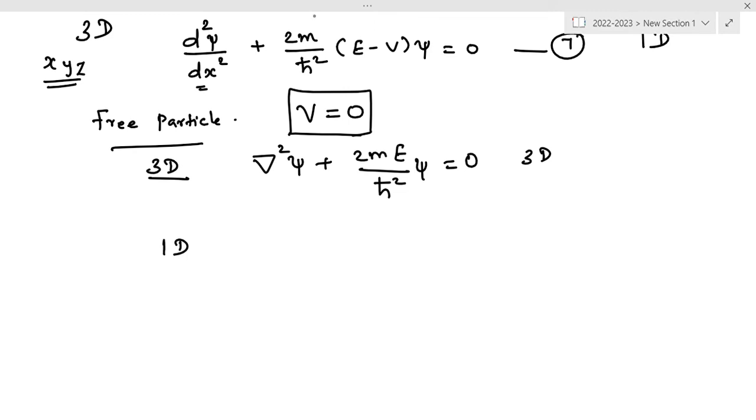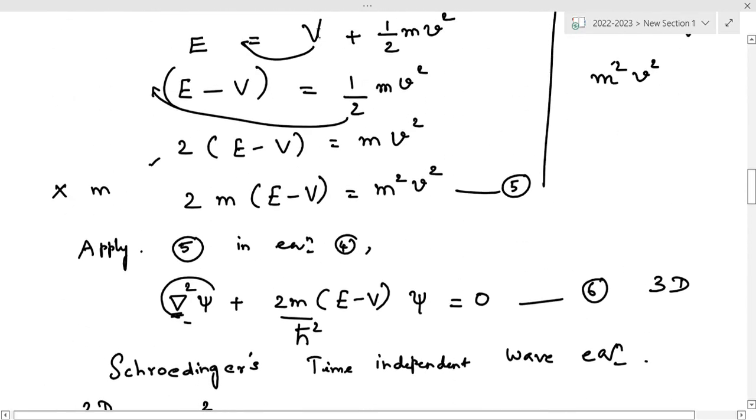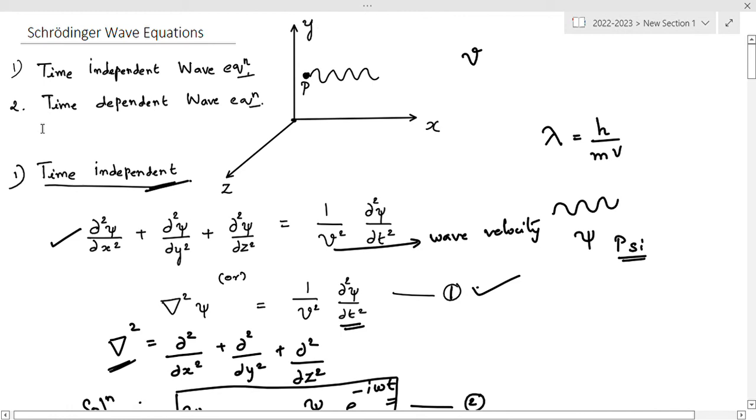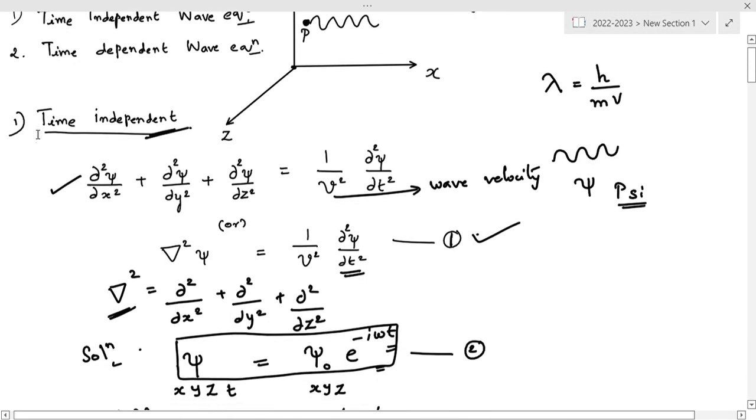For one-dimensional form, here the V, potential energy, should be taken as 0. So we get d square psi by dx square plus 2m by h cross square into E psi is equal to 0. So this is Schrodinger's time independent wave equation. There are two forms, time independent and time dependent wave equation. We have taken time independent wave equation. We have taken a particle moving with a wave velocity v.